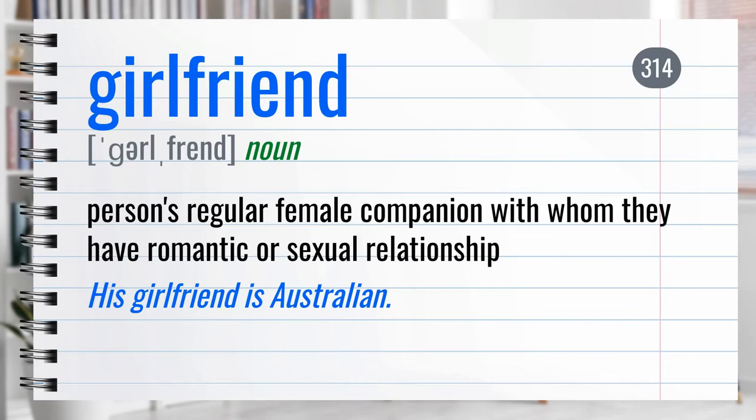Girlfriend. Girlfriend means person's regular female companion with whom they have romantic or sexual relationship. For example, his girlfriend is Australian.